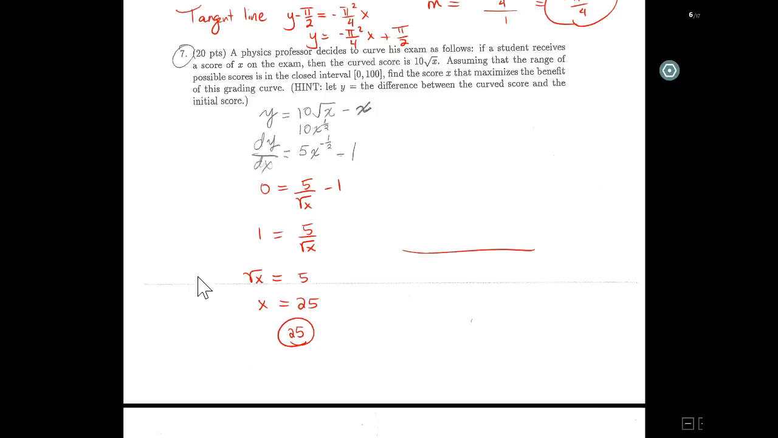So it looks like 25, and so a score of 25 would maximize it. You can double check. Now remember, these have endpoints, so it goes from 0 to 100. If I check values around 25 in my dy/dx, my y prime, it is going to give us something positive and then negative. So it goes up and then back down. So we can see at x equals 25, that is going to maximize the score.